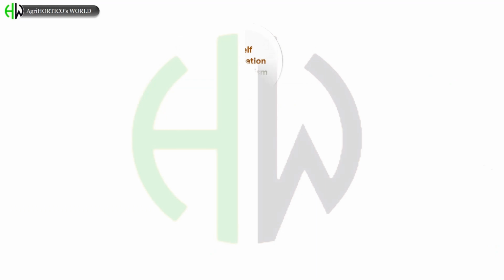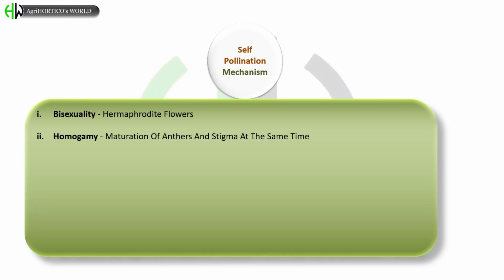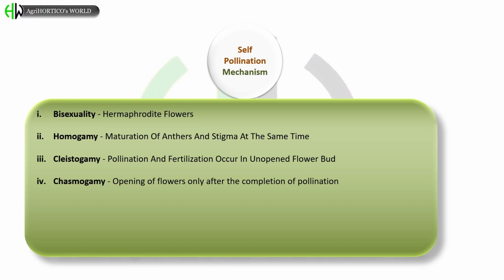Let's know about self-pollination mechanisms. Firstly, bisexuality. It means a flower that contains both male and female reproductive organs is called a bisexual flower. And then homogamy. In this, maturation of anthers and stigma occurs at the same time. Next, cleistogamy, in which pollination and fertilization occur in an unopened flower bud, but in chasmogamy the opening of flowers occurs only after the completion of pollination.